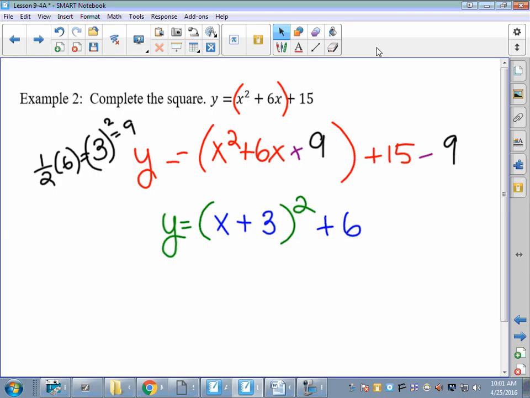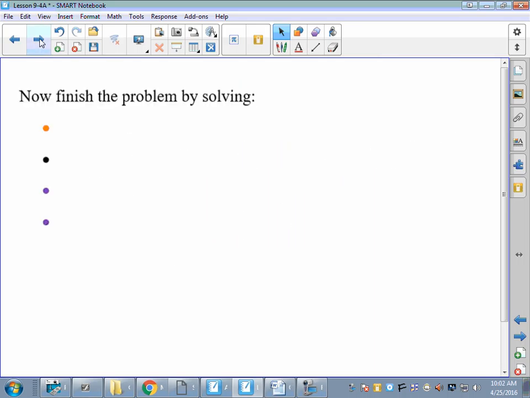So when we go to solve these on the back of the page, we're going to do the same thing, only we're going to replace that y with a 0. And then we can solve. If we've got 2 variables, we can't solve. If we've got 1, we can do that. So now finish the problem by solving.